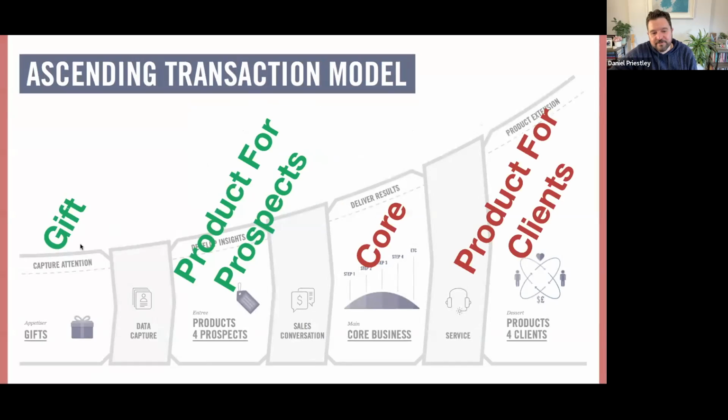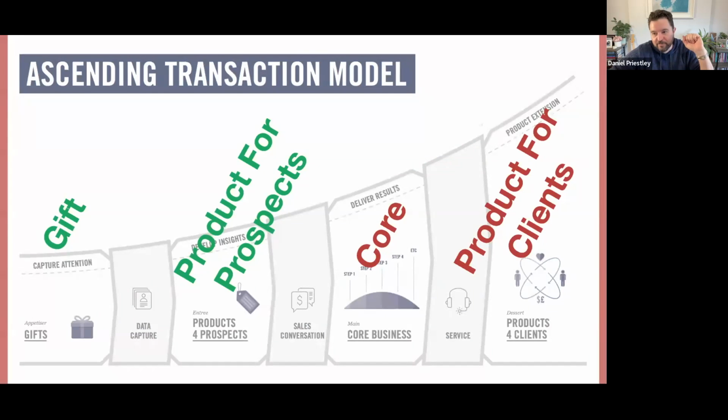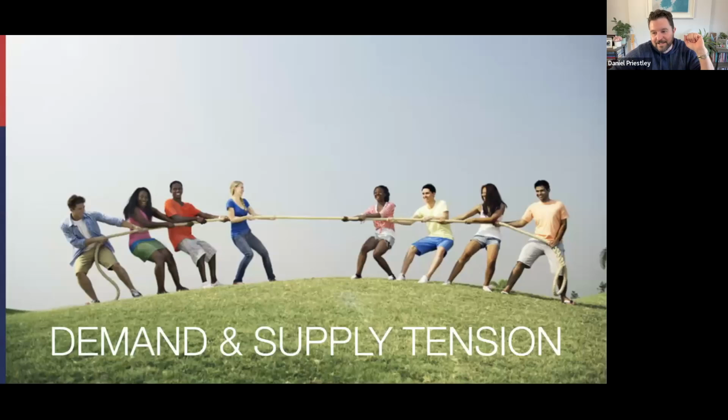So here we've got gifts and product for prospects. We talked about books, workshops, scorecards, and masterclasses. Here's the interesting thing. Most of you do not have enough demand and supply tension in your business. And that is the biggest problem. A lot of you have got a really good core product or service, but you don't have the demand and supply tension. The purpose of the gifts and the product for prospects is to create the demand and supply tension.